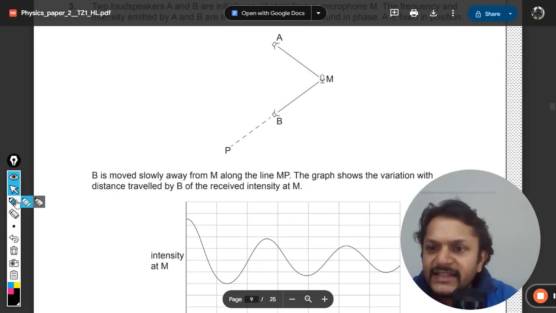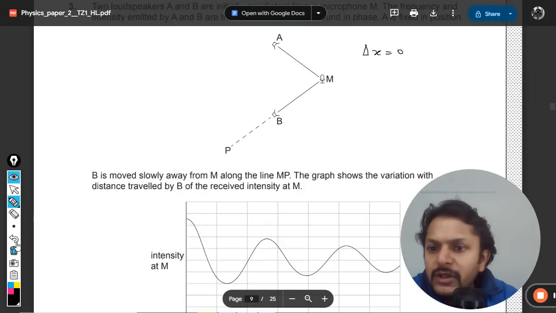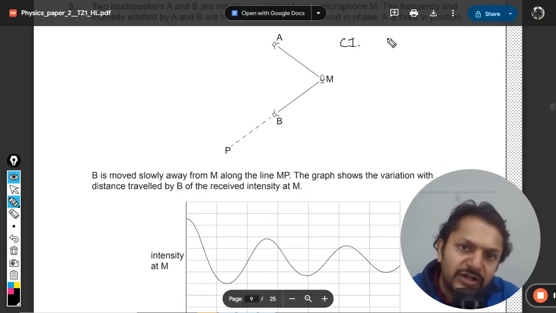So we can say that when the path difference was 0, I'm referring to the constructive interference. So path difference will be equal to n lambda.